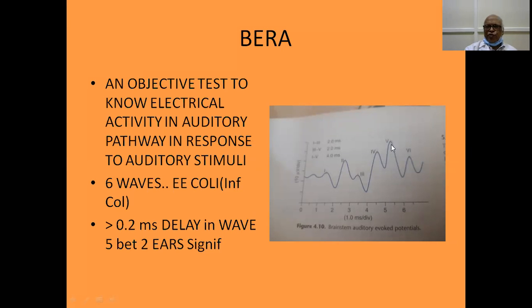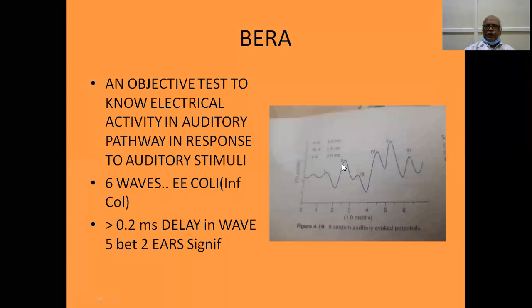It produces 6 waves, 1 to 6, each wave representing one anatomical site. The easiest way to remember is E coli. E for eighth nerve. The wave 1 is for the distal part of the eighth nerve, whereas wave 2 is for the proximal part of the eighth nerve.